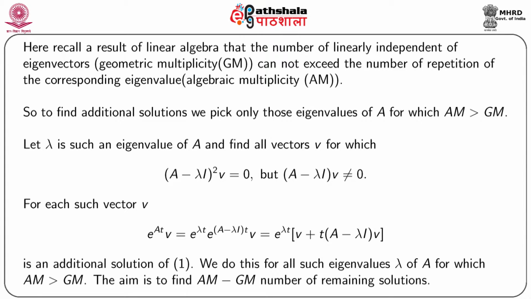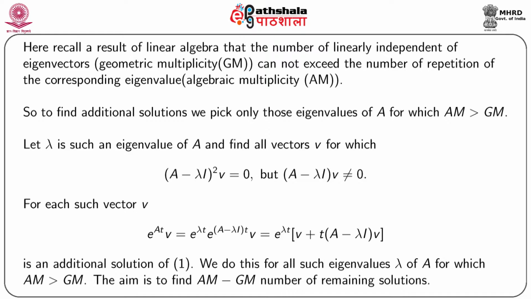For each such vector v, e to the power At into v is equal to e to the power lambda t into e to the power (A minus lambda I) t into v. Please note here, minus lambda I t and e to the power lambda t cancel each other. I is the identity matrix and acts like 1, and this we can write as e to the power lambda t into v plus t times (A minus lambda I) into v, which is an additional solution of 1.